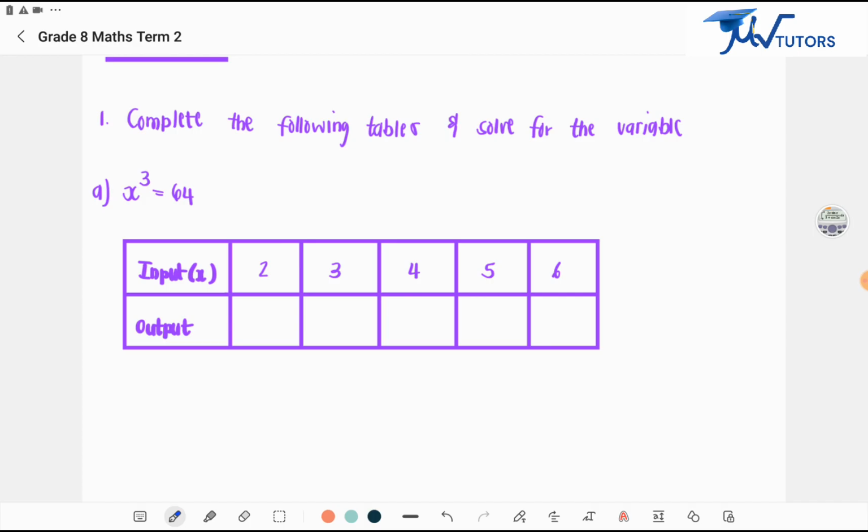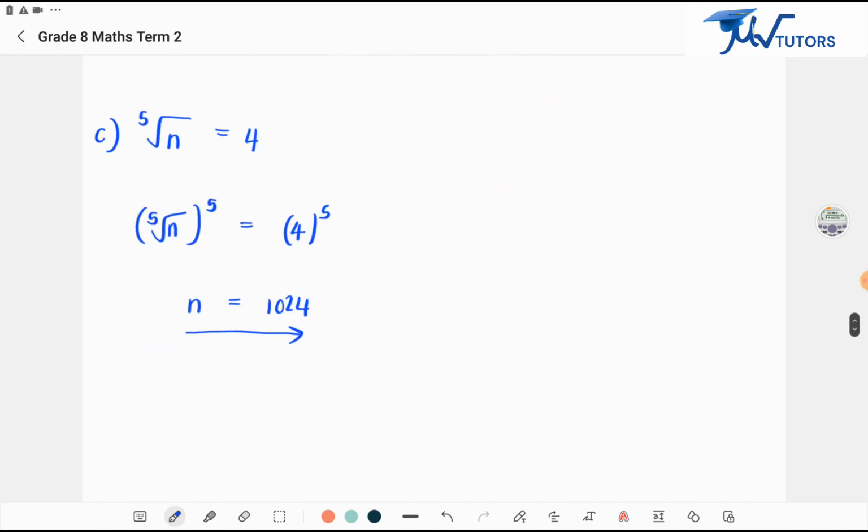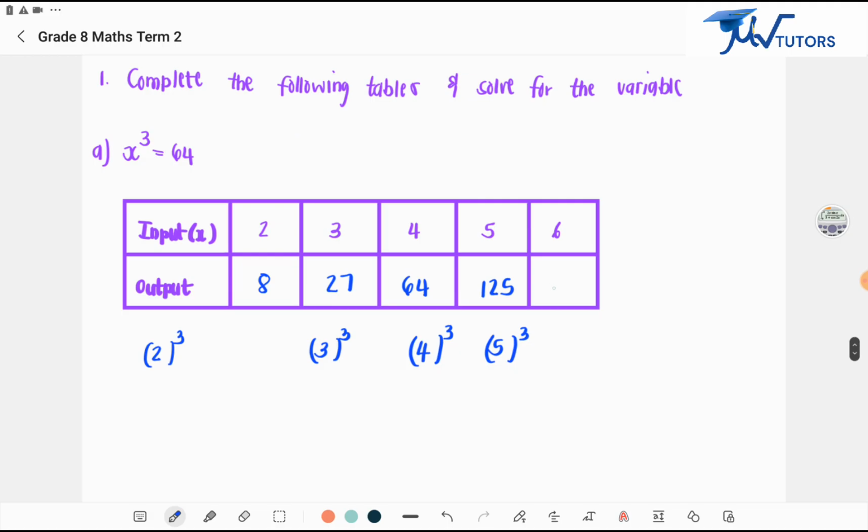So if I have 2 in the place of x, that's 2 cubed. We know that is 8. What is 3 cubed? That's 27. What is 4 cubed? That is 4 times 4, 16. 16 times 4, that's 64. And then 5 cubed, what do we have there? I think that's 125. What is 6 cubed? I think we just did it. Yes, we did. It's 216.